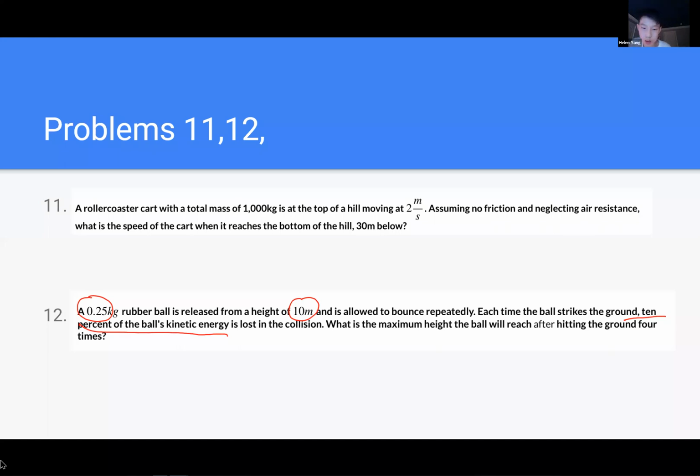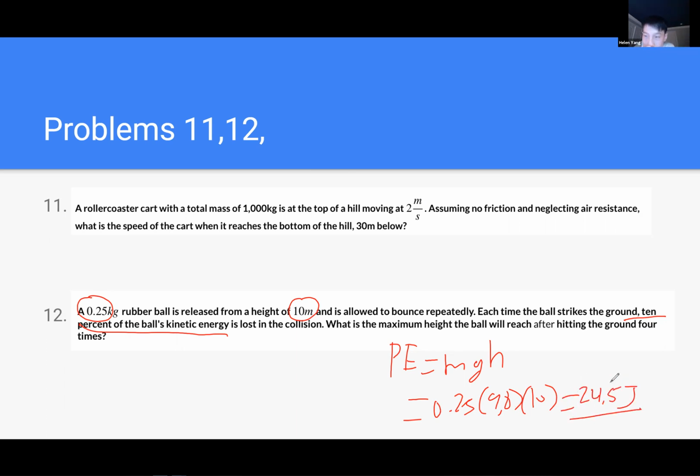Okay, so I'll start putting the question out. You get that the potential energy is equal to the mass times acceleration due to gravity times the height. It's 0.25 times 9.8 times 10. And you can get 24.5 joules from it.